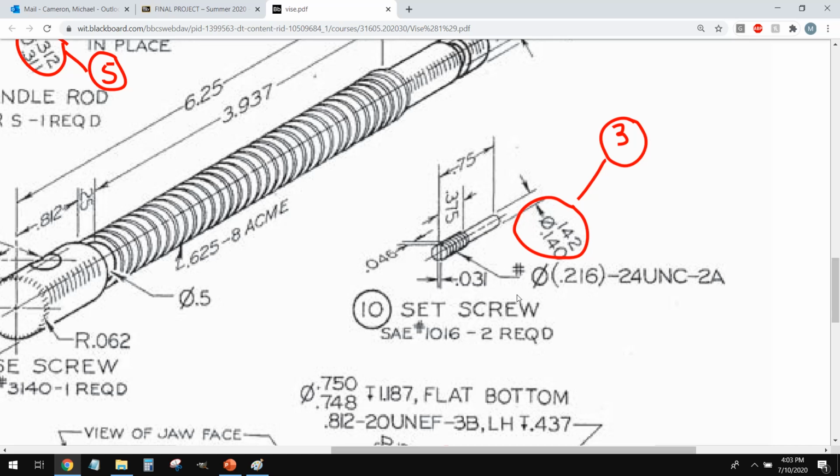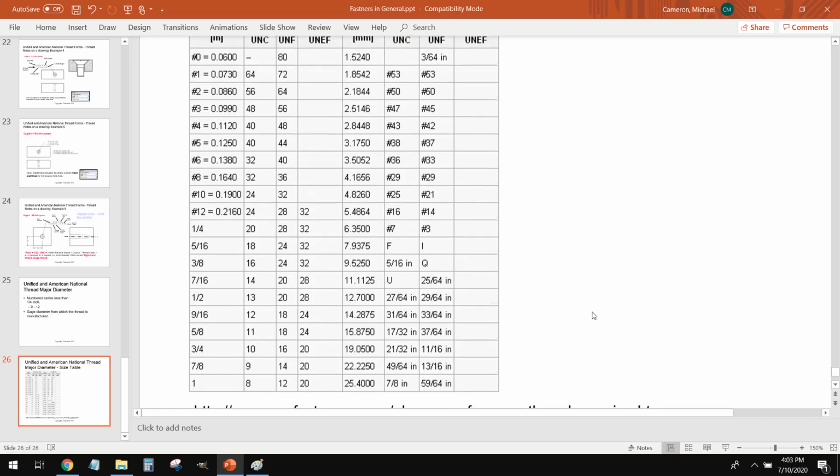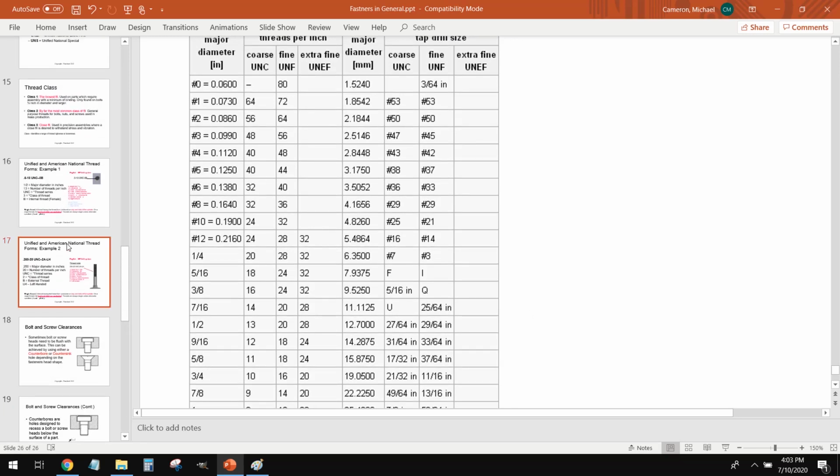A lot of times people run into issues where they can't find the right threading because they're looking for .216, they're looking for the decimal or the fraction equivalent. We don't do it that way. We list them according to gauge number. So number 12, 10, 8, so on and so forth. So that covers the threading. So let's look at an example of this.